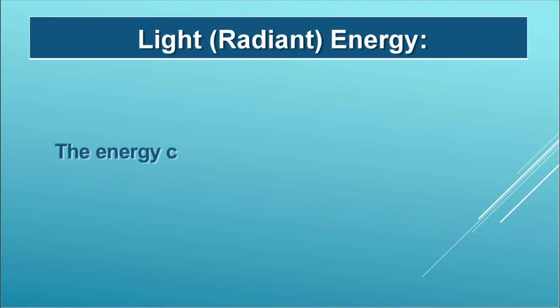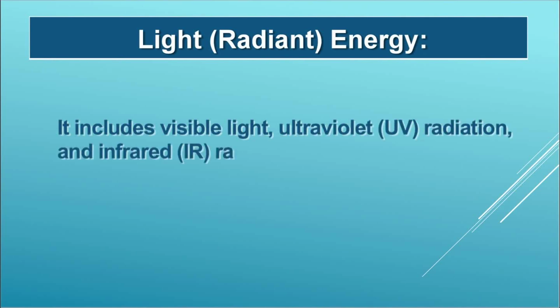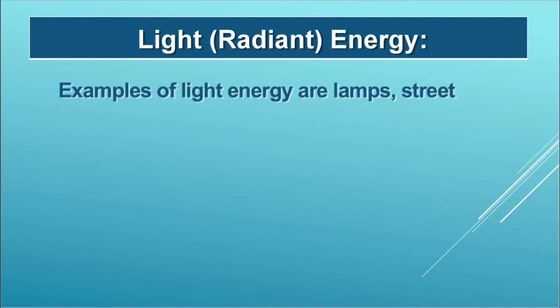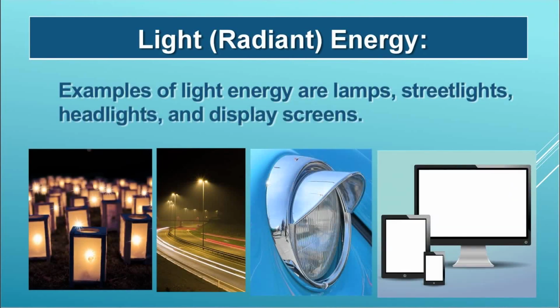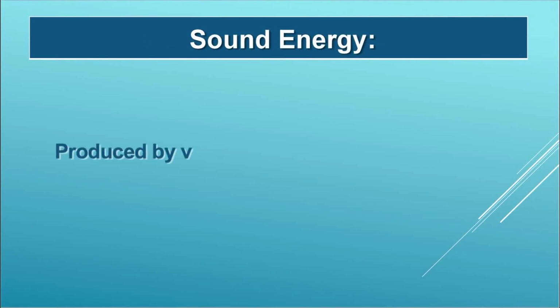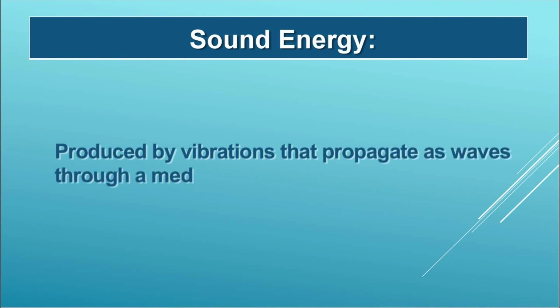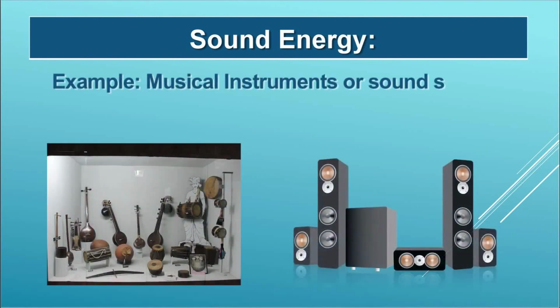Light energy refers to the energy carried by electromagnetic waves. It includes visible light, ultraviolet radiation, and infrared radiation. Some examples of light energy are lamps, street lights, headlights, and display screens. Now, sound energy. Sound energy is produced by vibration that propagates as a wave through a medium such as air or water. Examples are musical instruments or a sound system.